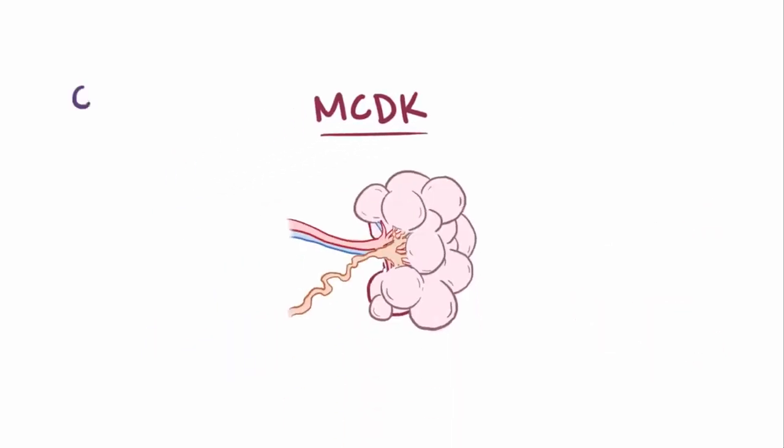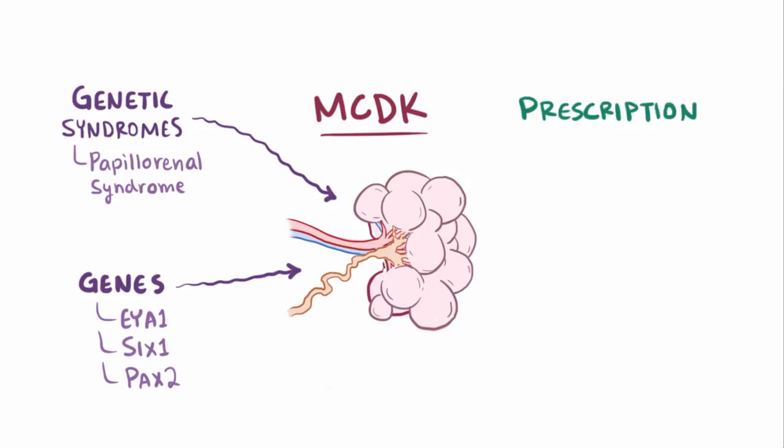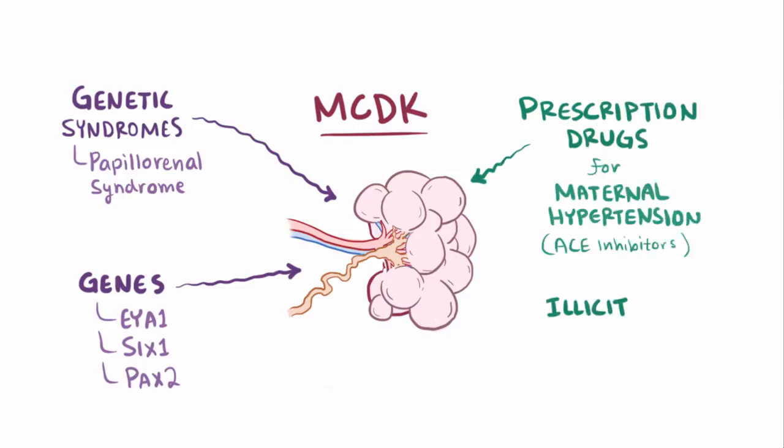Having said that, there are some genetic syndromes, like papillorenal syndrome, that have been associated with MCDK, as well as some genes that might play a role, like EYA1, SIX1, and the PAX2 gene. Certain prescription drugs taken for maternal hypertension, like ACE inhibitors, as well as illicit drugs like cocaine, have also been implicated as potentially causing MCDK in the developing fetus.